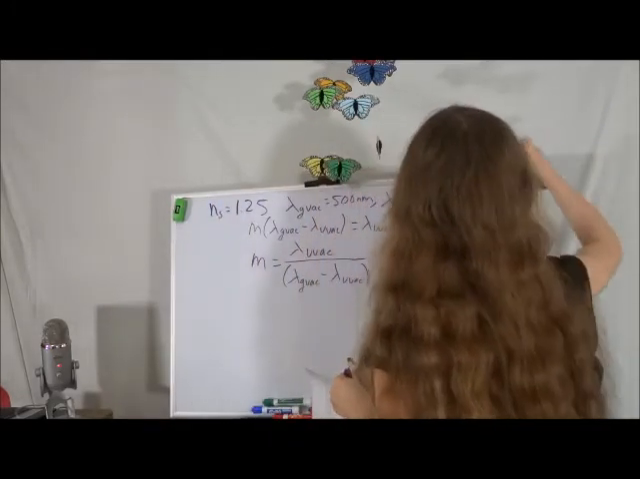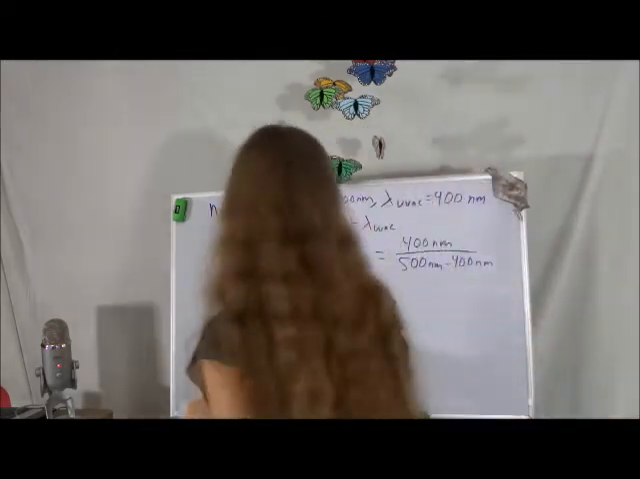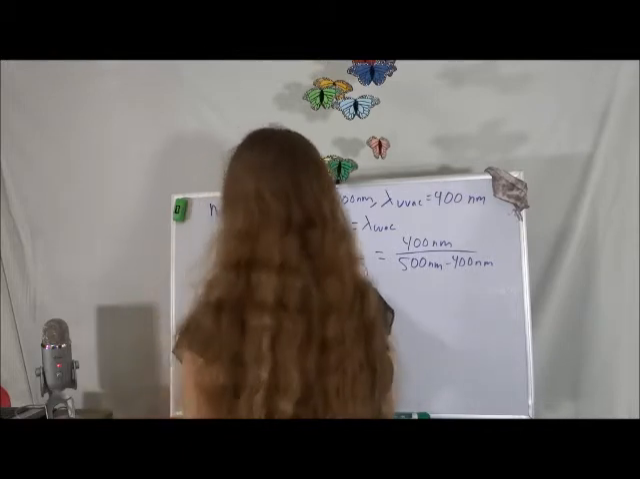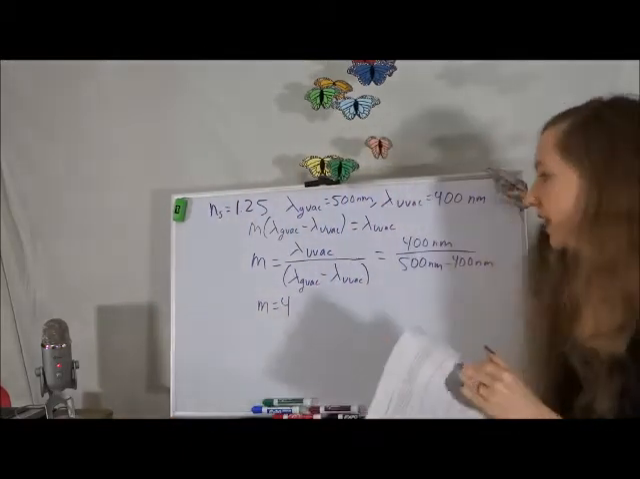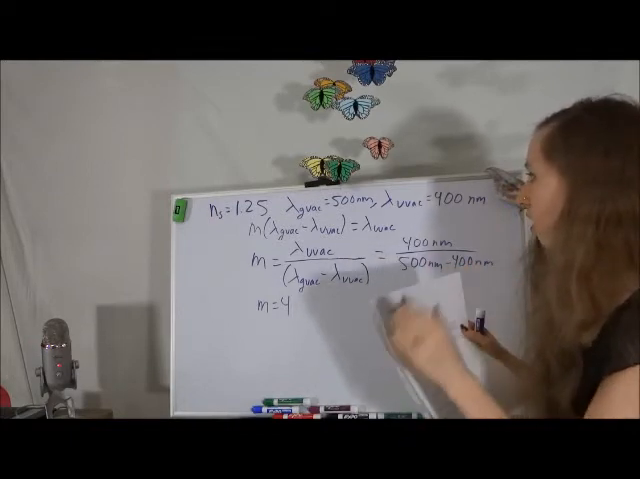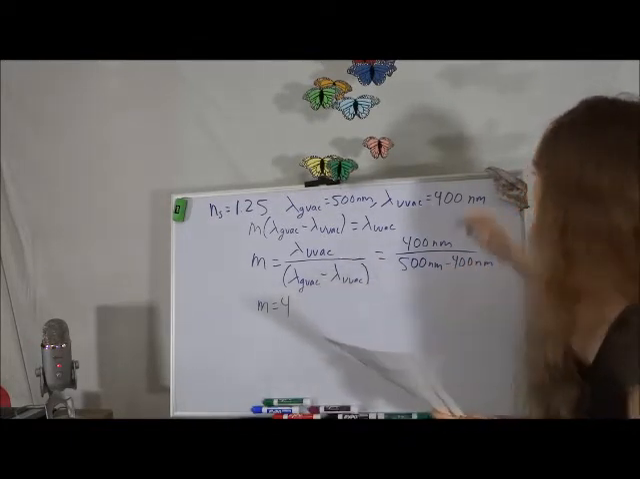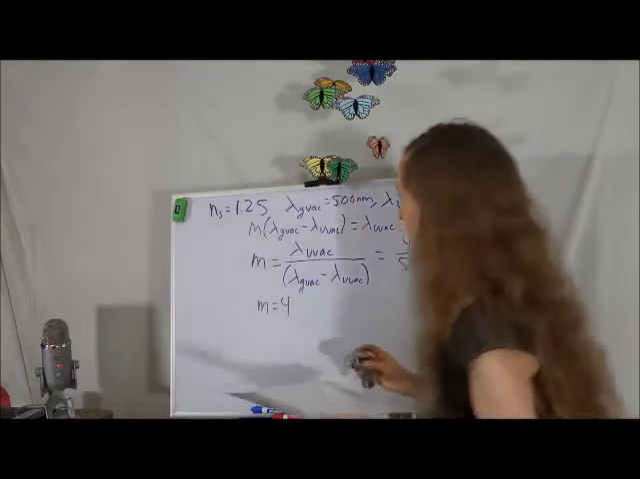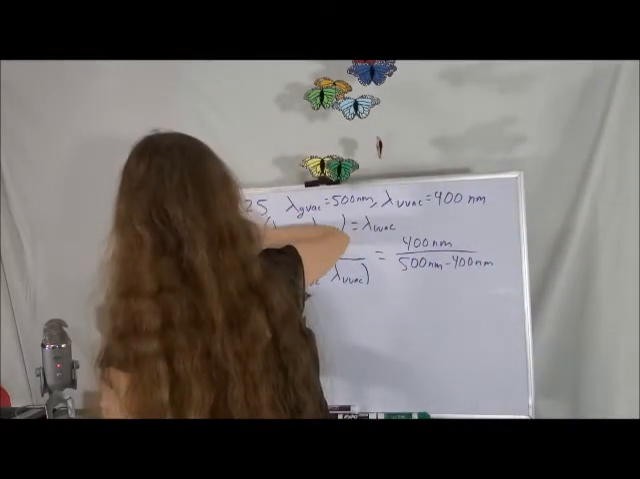So our final answer for this part, our m value, is m equals 4 for green light. We can use either green light or violet light here. I'm going to go ahead and use the green light equation to find the thickness of our soap, but you could use the violet as well. You'll just have to add 1 to your m, because that's m plus 1.